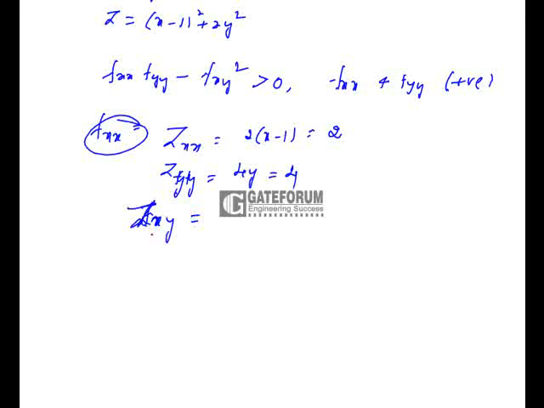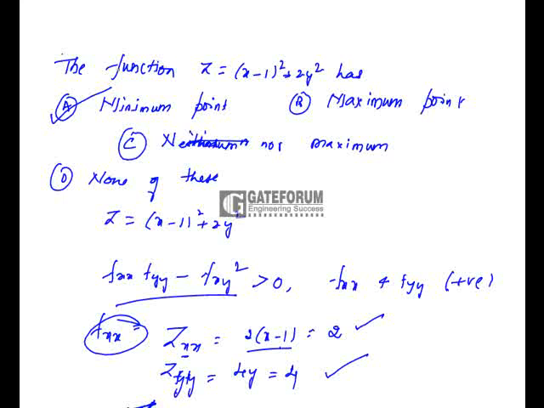is nothing but, first we'll differentiate with respect to x, which is 2 times of this, and if you differentiate the function by y it will be 0. Now let us substitute here zxx into zyy, 2 into 4 minus 0, which is always greater than 0, and also zxx and zyy are positive, so this function will attain a minimum value.